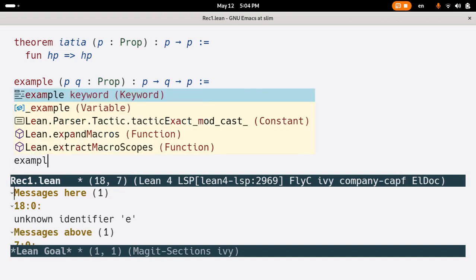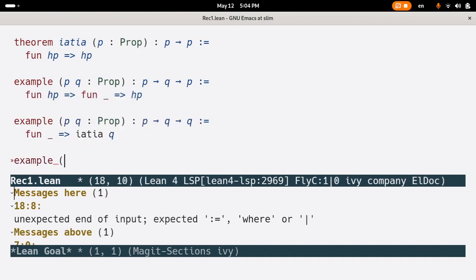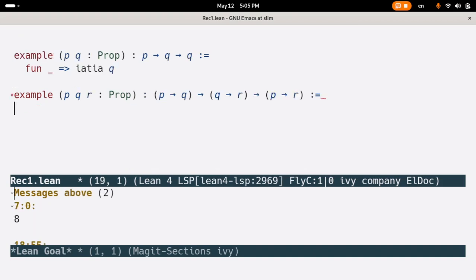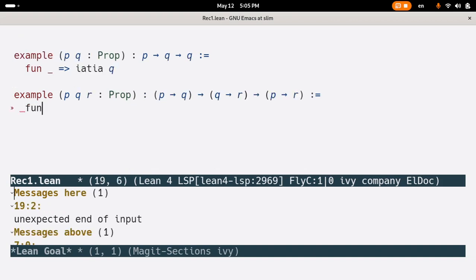So let us see another logical axiom. If you have propositions P, Q, R, then I can say (P implies Q) implies ((Q implies R) implies (P implies R)). So as before, we have to write a function because this is an implication.